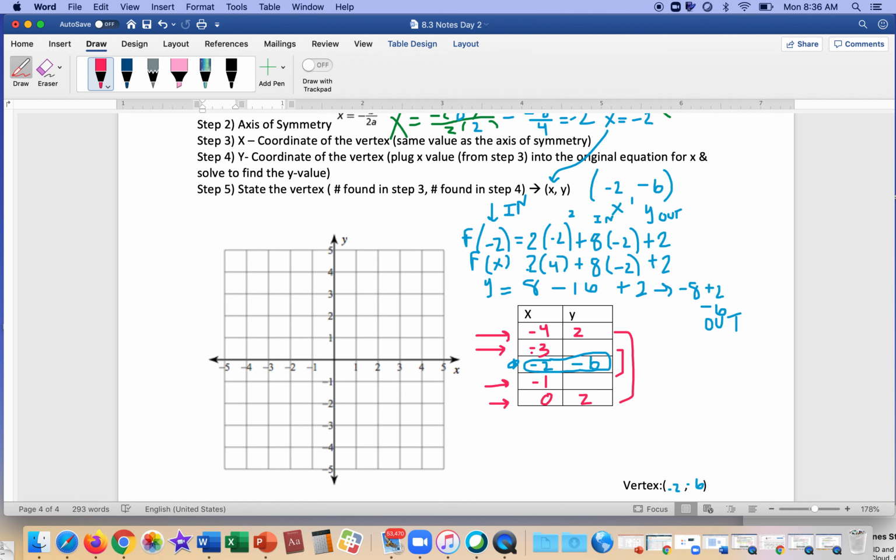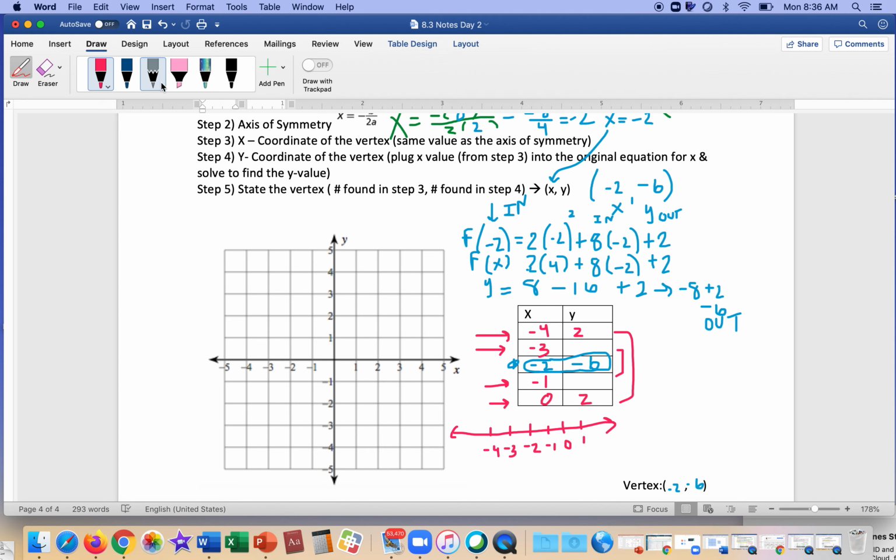So remember, 0 is 2 units to the right of negative 2, and negative 4 is 2 units to the left. And if you're not sure what's equidistant from the center, you can always draw a little number line. Whatever your vertex x value is, this is the x-axis. You can do some numbers on there: negative 1, 0, 1, negative 3, negative 4, etc.